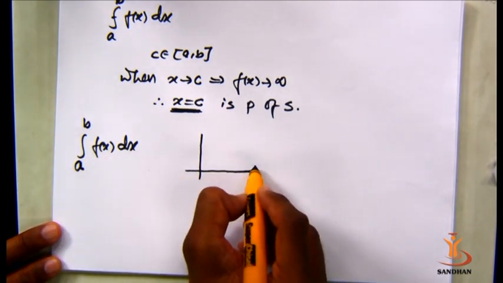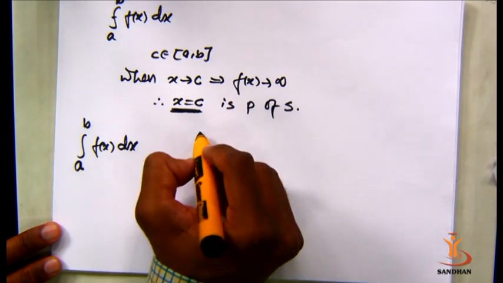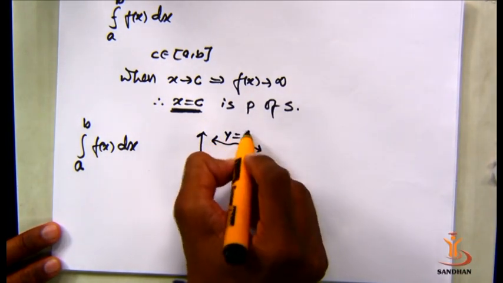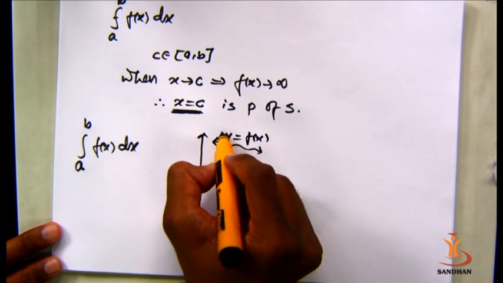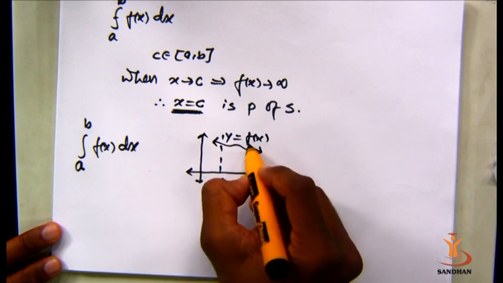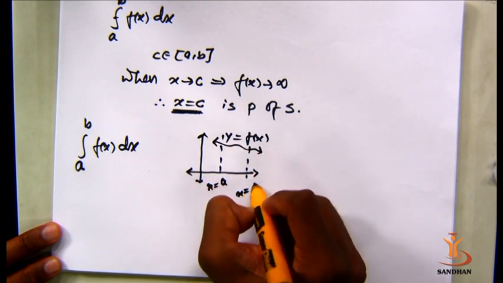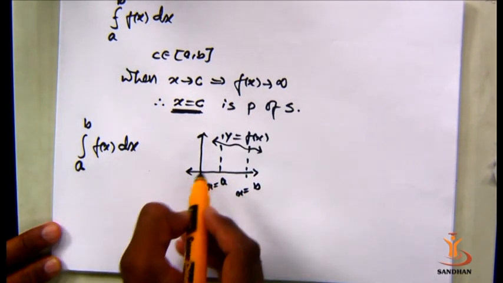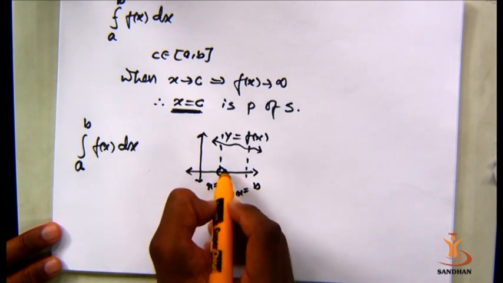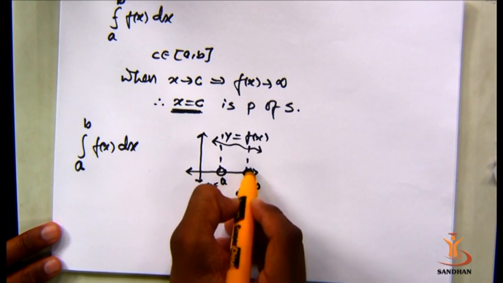This is the geometrical interpretation of that improper integral. Say y equals f(x). This is x equals a. This is x equals b. If we put x equals a over here, the function is not defined, that's why there is an open circle, and at b the function is defined.